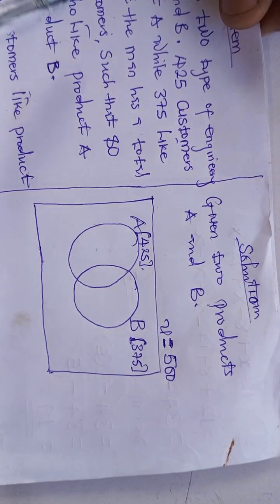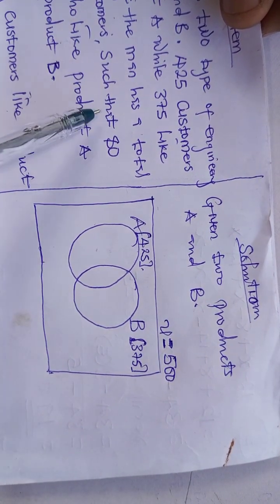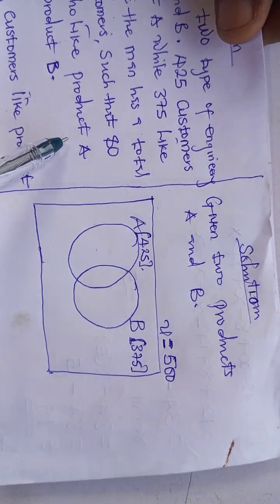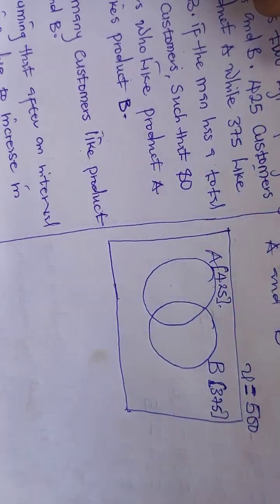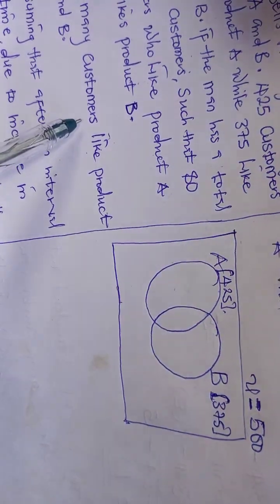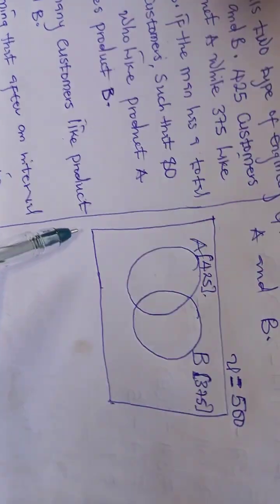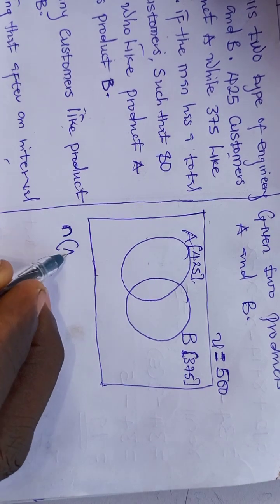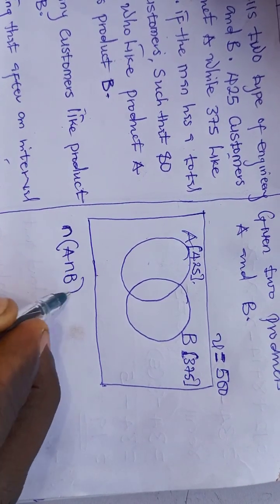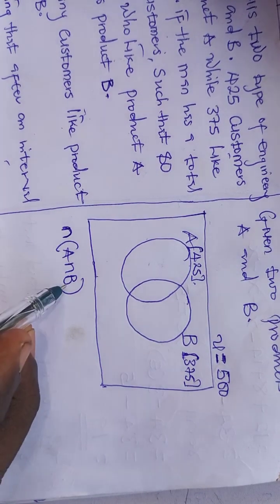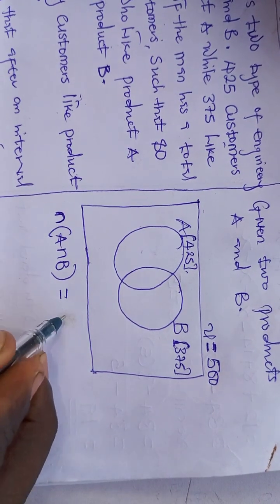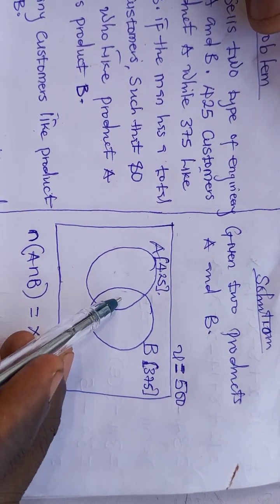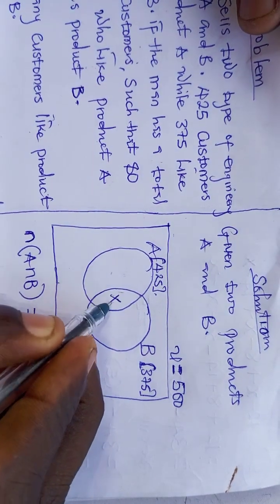Let's proceed with the question. If the man has a total of 500 customers, such that 80 customers who like product A also like product B, the first question says we should find how many customers like product A and B. That is the number of customers that like both product A and product B, the intersection of A and B. We don't know it, so let's give it X, the intersection of A and B, which is this point.